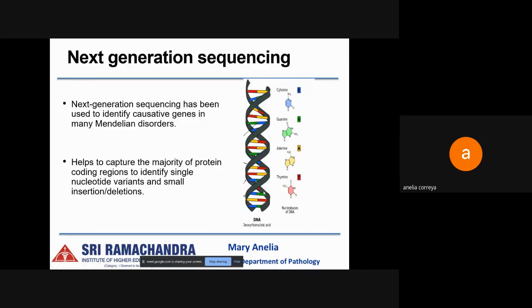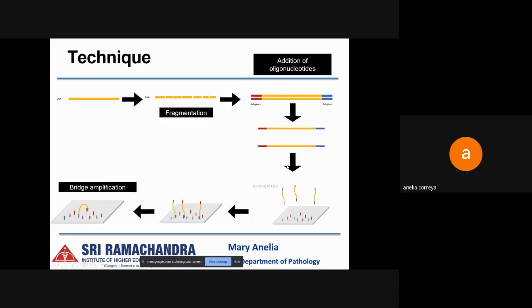The next test we have is next generation sequencing, which is used to find the causative genes in a number of Mendelian disorders. It helps to find small single nucleotide variants, and also small insertions and deletions can be identified using next generation sequencing. As we all know, the DNA has 4 nucleobases, being cytosine, guanine, adenine, and thymine. So just a brief on next generation sequencing in steps.